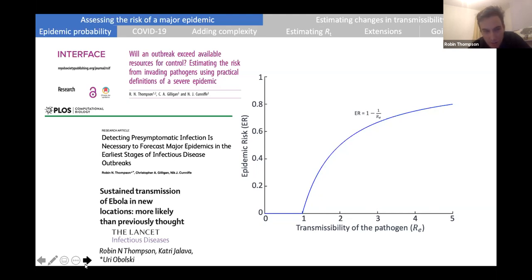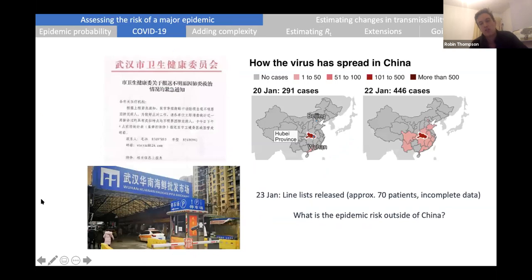So this is a basic underlying modeling framework that, as I said, can be extended in lots of different directions. I wanted to apply this right back in January to the COVID-19 pandemic and to assessing the probability of getting epidemics in countries outside of China. So this was when there were only cases that had occurred in China.